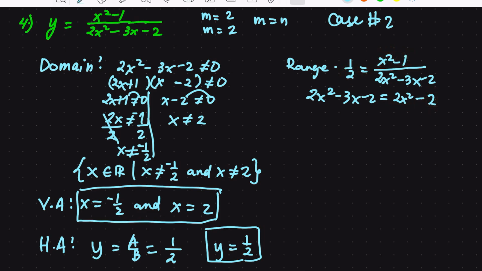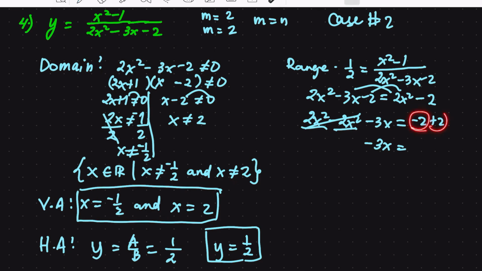Then, solve for x. So, lipat natin to dito, magiging 2x squared minus 2x squared minus 3x is equal to negative 2 plus 2. So, yung negative 2 magiging positive 2 na, no? Transpose natin. 2x squared minus 2x squared, this is now 0. So, ang matitira na lang dito ay negative 3x. Okay. So, negative 2 plus 2, that is 0. Divide both sides by negative 3. x is equal to 0.